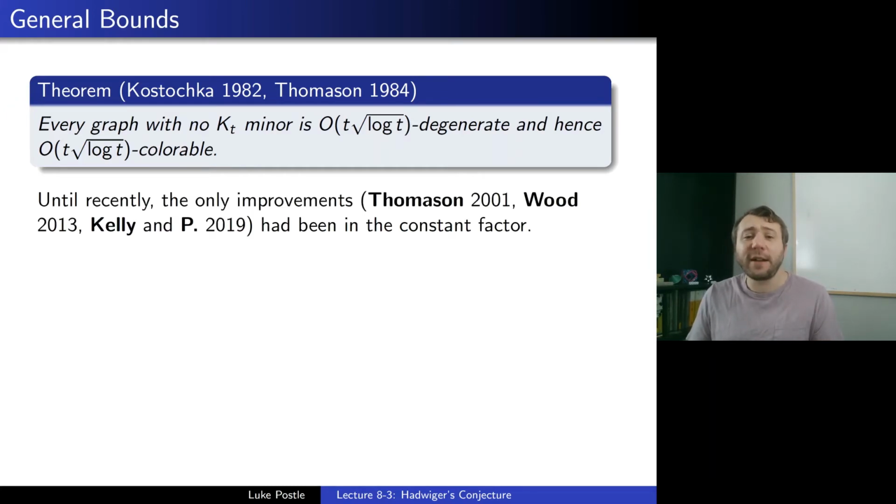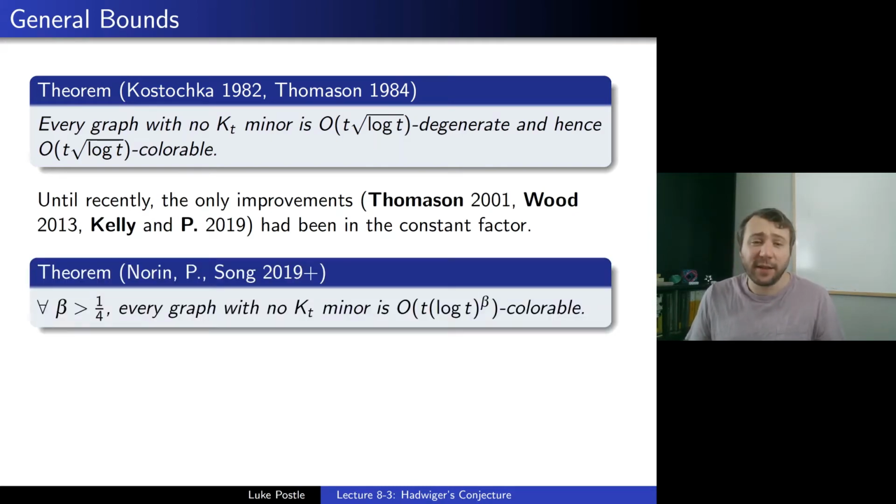There have been some minor improvements over the years. Thomason figured out the exact number in 2001. Wood improved it with some, I think, additive factor in 2013. With Tom Kelly, we did a multiplicative factor, but really the t root log t had not been changed at all in the ensuing 35 years. Until 2019, when Norin and Song broke this barrier.